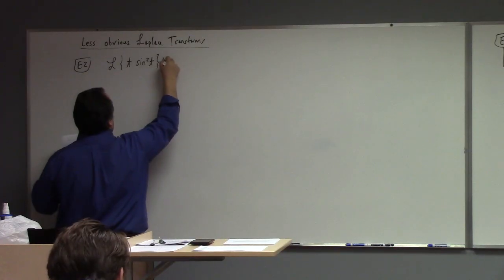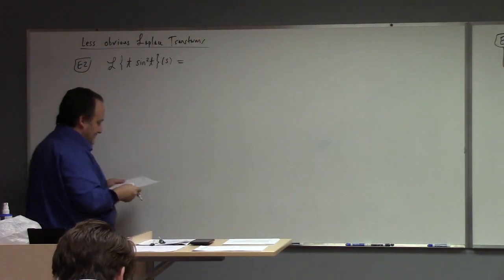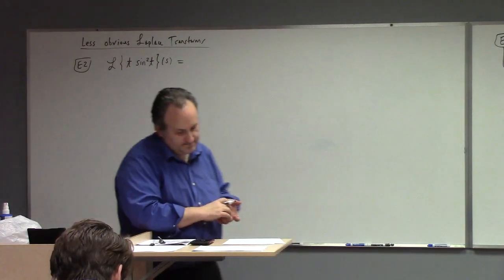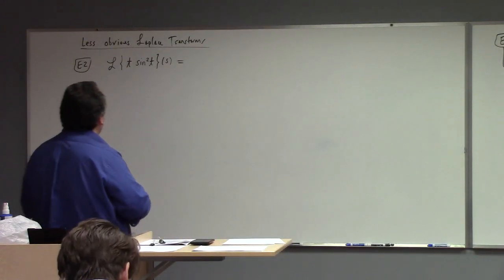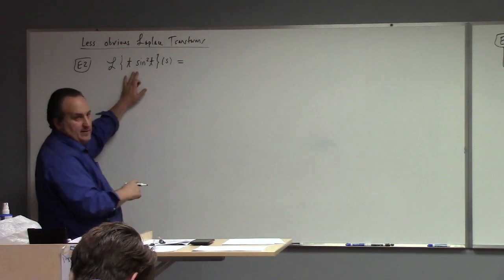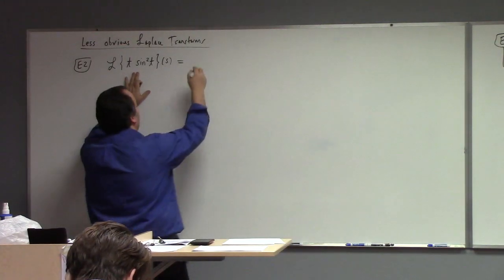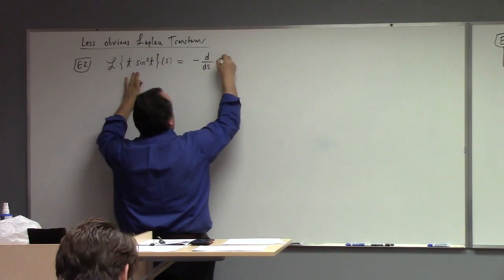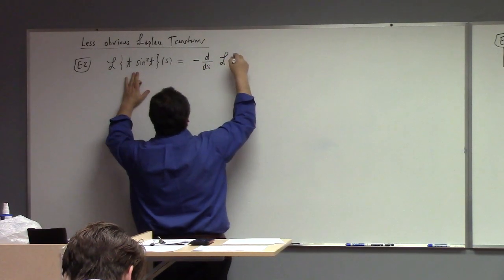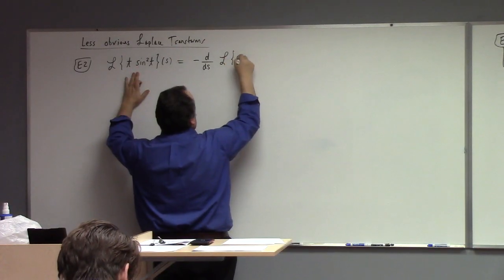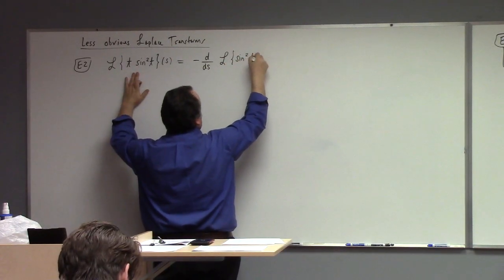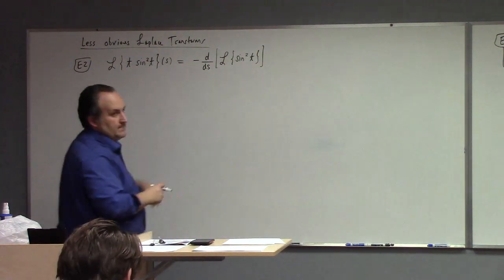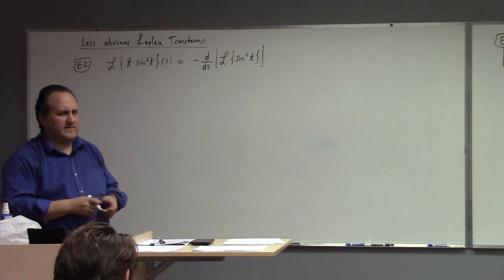How would you do that? Remember the theorem we had? Multiplication by t is what? It's the derivative with respect to s, right? So we have to take the derivative with respect to s of the Laplace transform of sine squared of t. That was one of our early rules, yeah? So then how do I take the Laplace transform of sine squared?